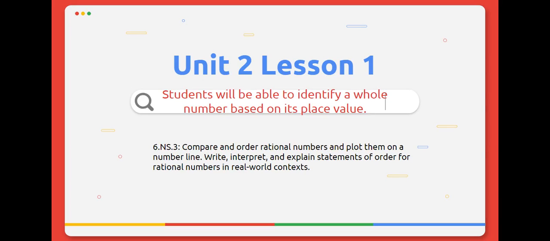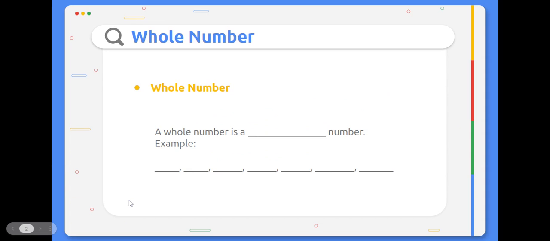Hi, this is Mrs. Oakley, and we are going to start our Unit 2. This is Unit 2, Lesson 1. You'll be able to identify a whole number's value based on its place value. All right, let's get started.